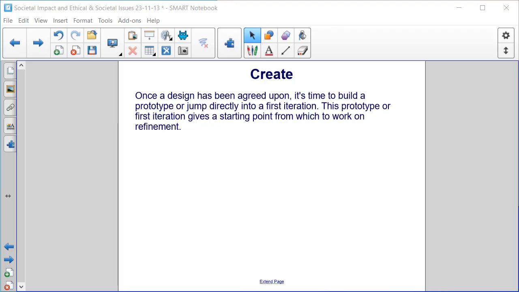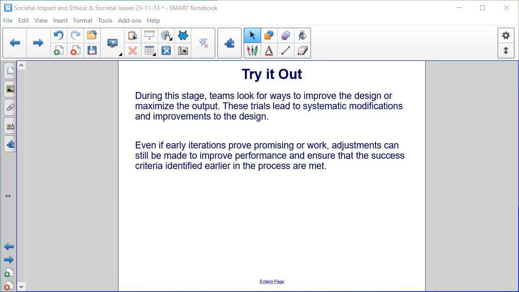Create. Once a design has been agreed upon, it's time to build a prototype or jump directly into a first iteration. This prototype or first iteration gives a starting point from which to work on refinement. Try it out. During this stage, teams look for ways to improve the design or maximize the output. These trials lead to systematic modifications and improvements to the design. Even if early iterations prove promising or work, adjustments can still be made to improve performance and ensure that the success criteria identified earlier in the process are met.